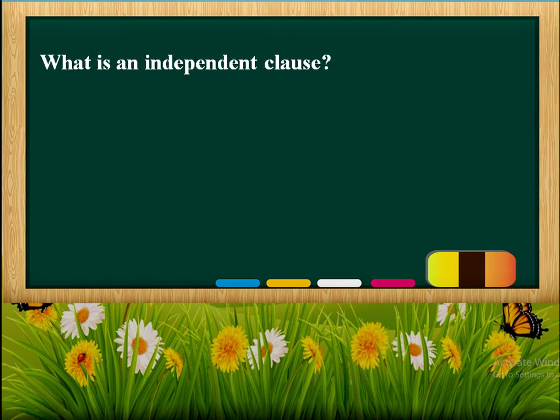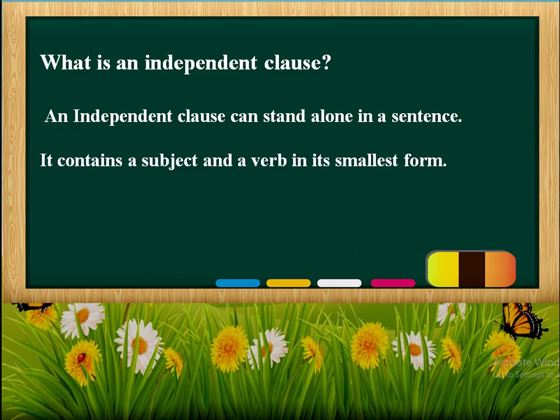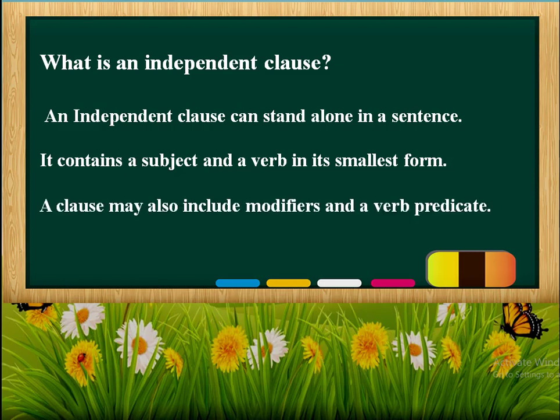What is an independent clause? An independent clause can stand alone in a sentence. It contains a subject and a verb in its smallest form. A clause may also include modifiers and a verb predicate.